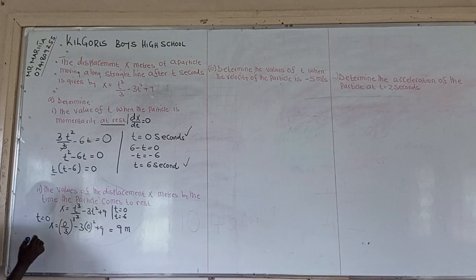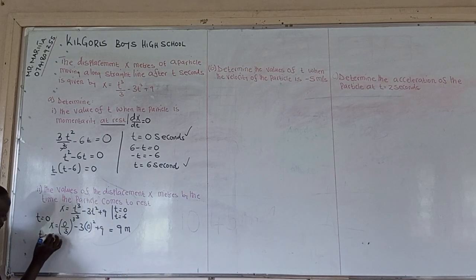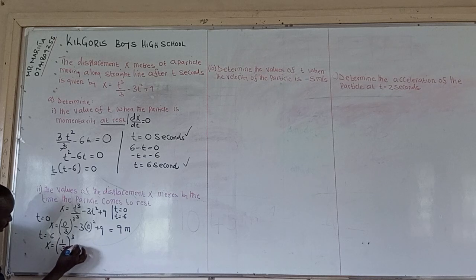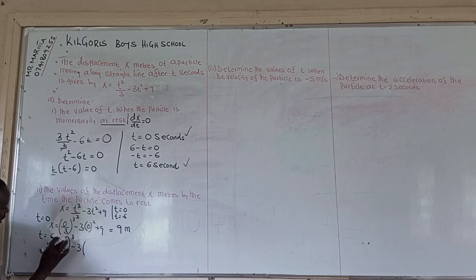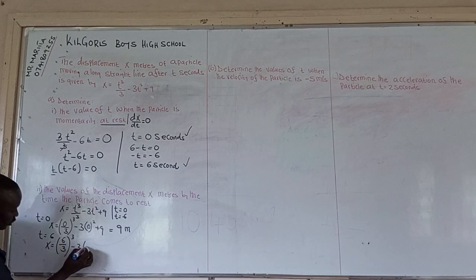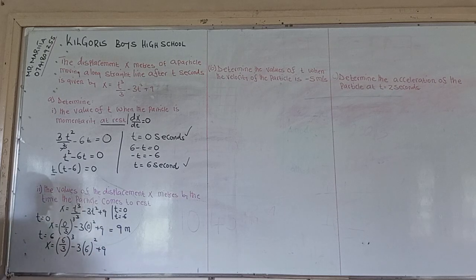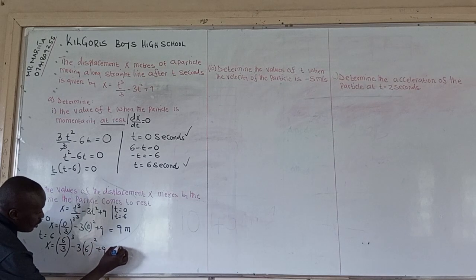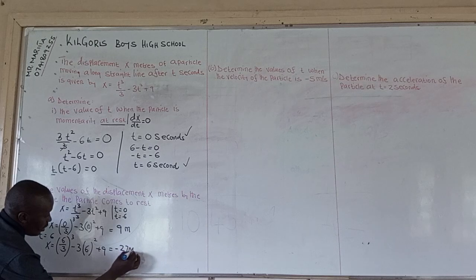Then at t equals 6, what can we have? The value of x is equal to 6 cubed all over 3, minus 3 times 6 squared, plus 9. If you simplify that, it will give you negative 27 meters.